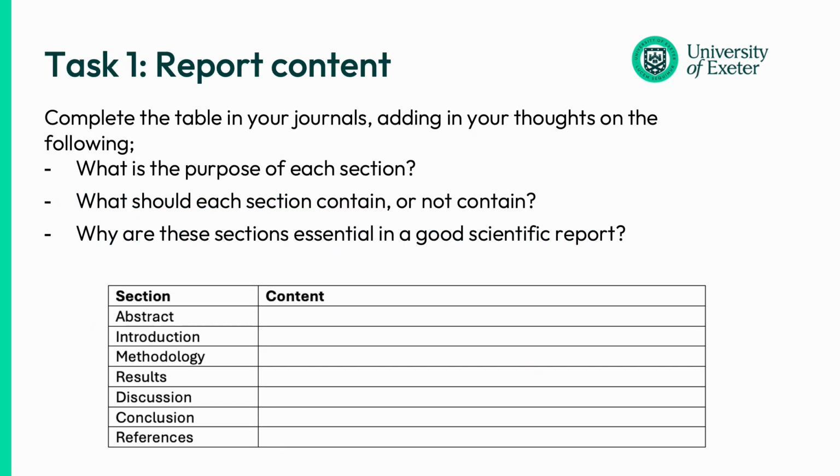So, task 1. Your first task is to complete the table in your journals, adding in your thoughts on the following. So thinking about these key sections of a scientific report, what is the purpose of each of these sections? What should each section contain or not contain? And why are these sections essential for a good scientific report?